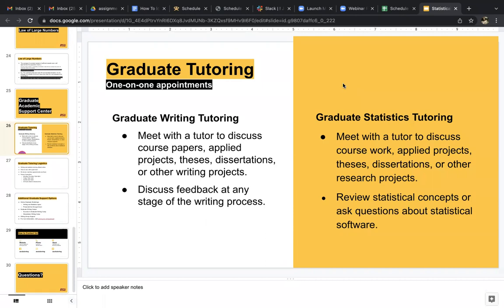Statistics tutoring is very similar but different. You can meet with a tutor to discuss coursework, applied projects, or research projects, and all of our tutors are well versed in statistical concepts. If you're coming to statistical concepts part 1 and you have more questions, we do have part 2 next week, but you're also more than welcome and highly encouraged to book a one-on-one appointment. You can get any questions you have after this presentation answered more in depth through one of our tutoring appointments.